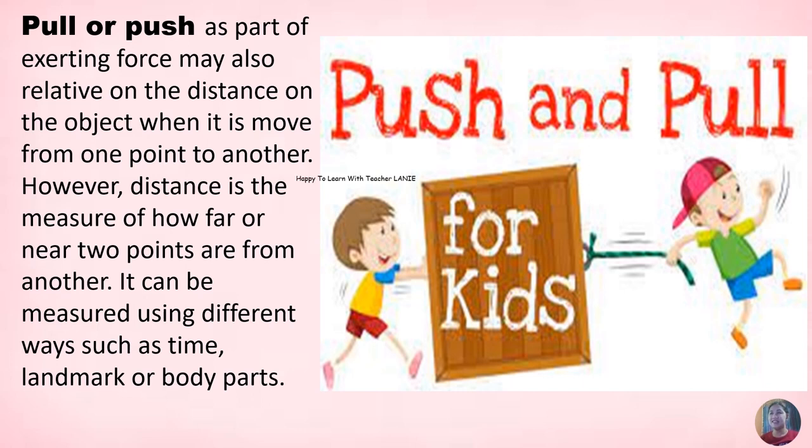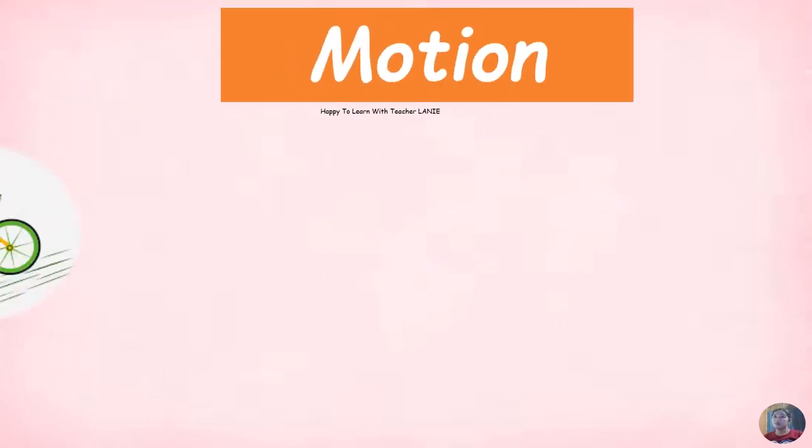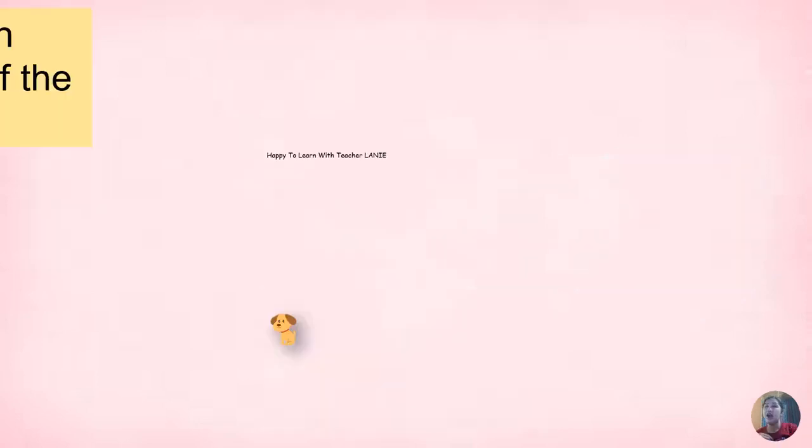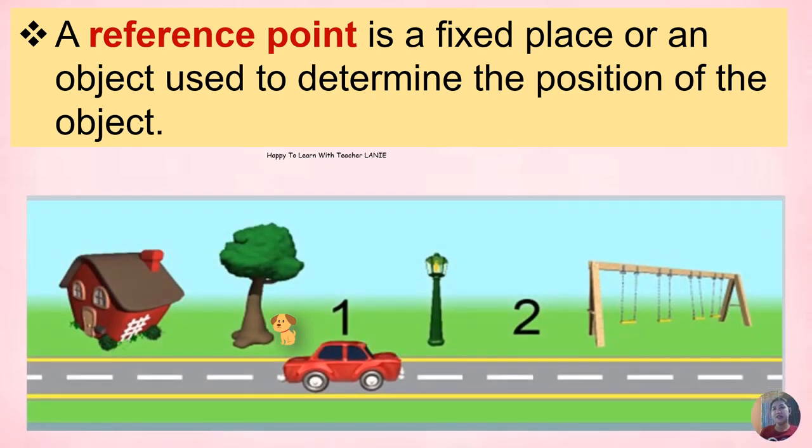However, distance is the measure of how far or near two points are from one another. It can be measured using different ways, such as time, landmark, or body parts. What is motion? Motion is a change of position with respect to its reference point. A reference point is a fixed place or an object used to determine the position of the object. Motion occurs when an object changes its position relative to a reference point.